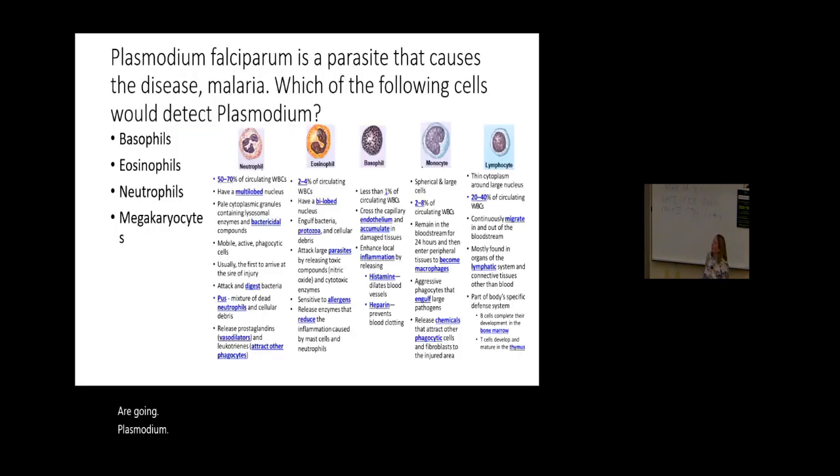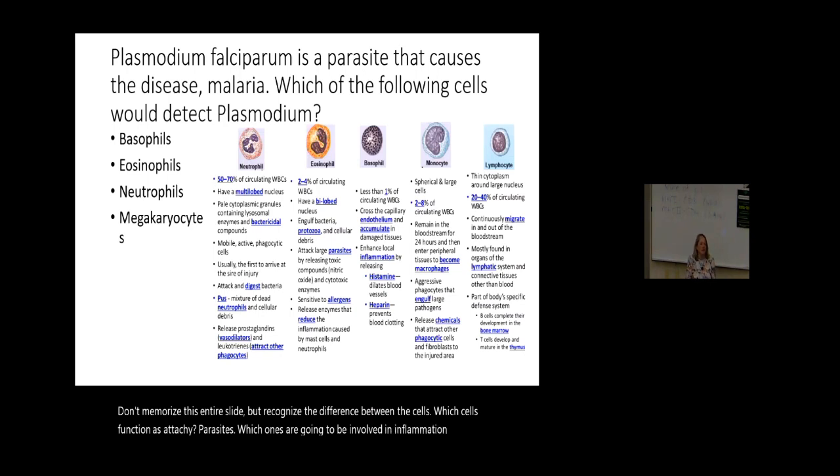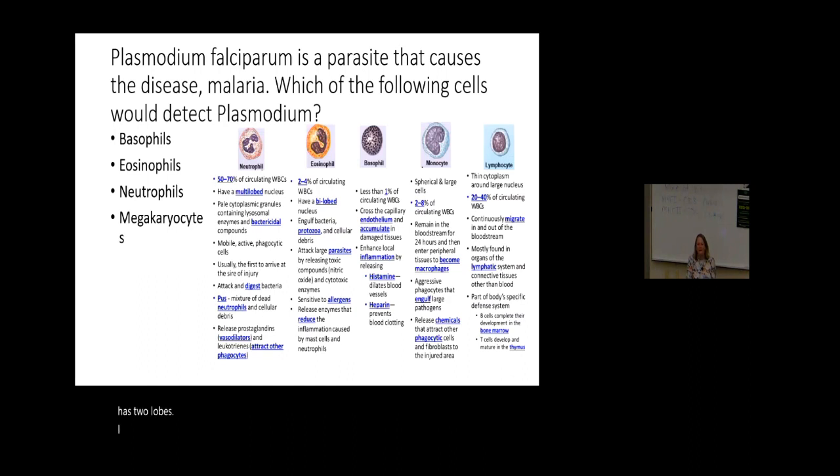So here's the slide where we talked about all the different cells, lymphocytes and then our granulocytes. Don't memorize this entire slide, but recognize the difference between the cells. Which cells function as attacking parasites, which ones are going to be involved in inflammation. You could maybe look at the differences in the nucleus. This one has 3 lobes, this one has 2 lobes. I feel like that's a detail that's not terribly important to the story. I wouldn't ask about it. I can't swear that he won't. Sorry.